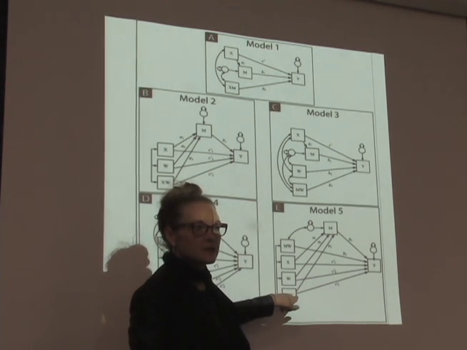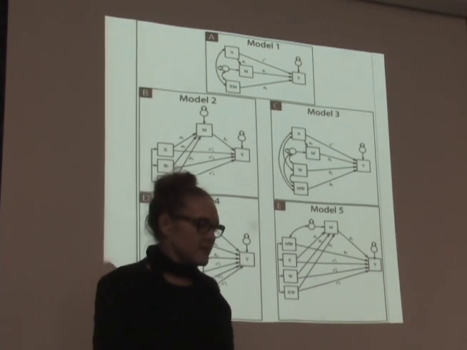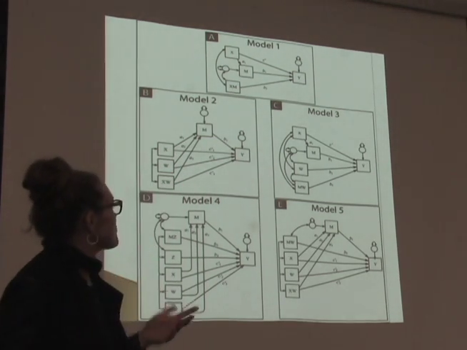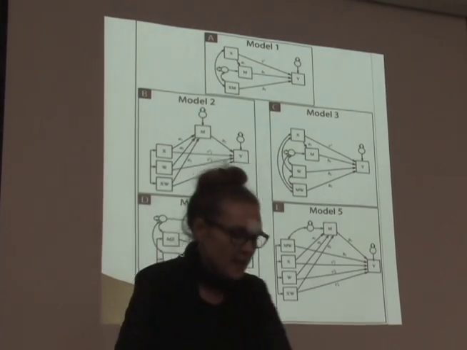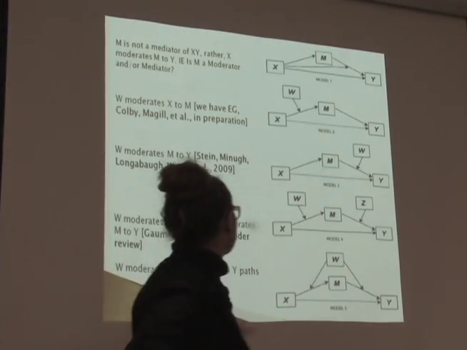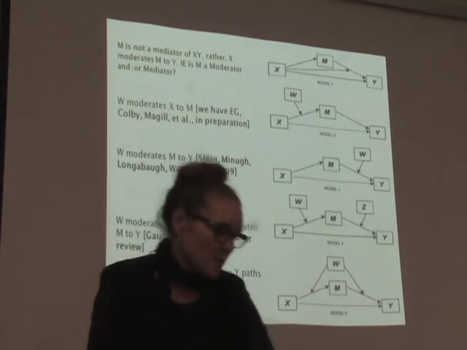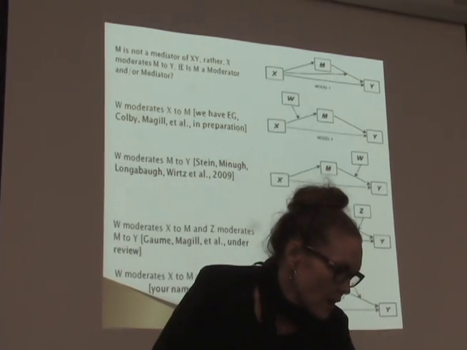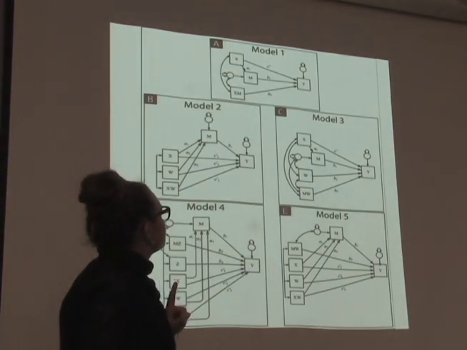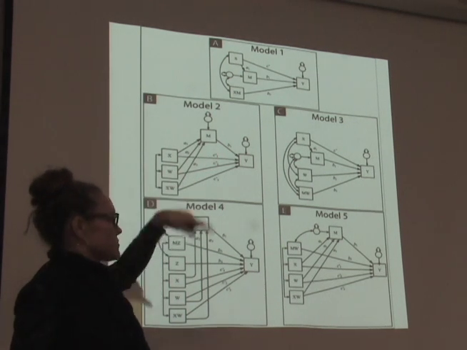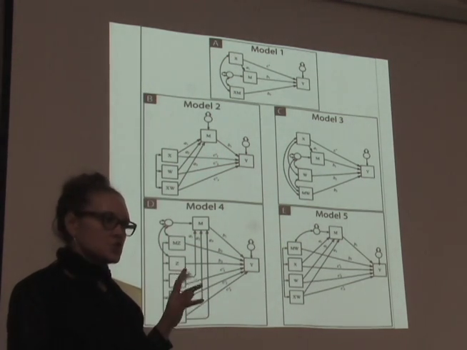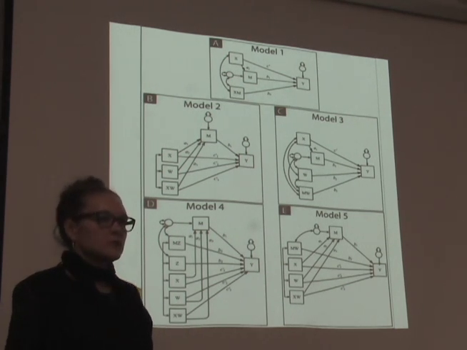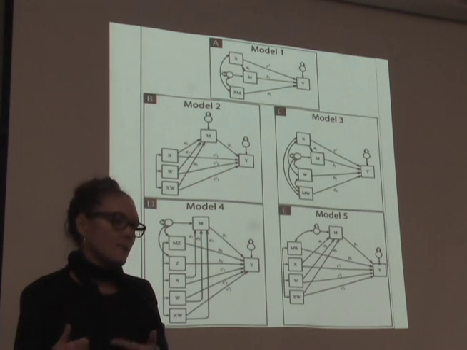Make sense? When you're working with the PROCESS macro, in the documentation that's what you're getting. You're getting this, and then you're getting the more conceptual figure as well, which allows you to think through clearly exactly what you're doing. Just one thing to note though is that these model numbers, 1 through 5, are based on the Preacher conditional and direct effects typology. They don't map onto the model numbers that you would specify in PROCESS. Okay.